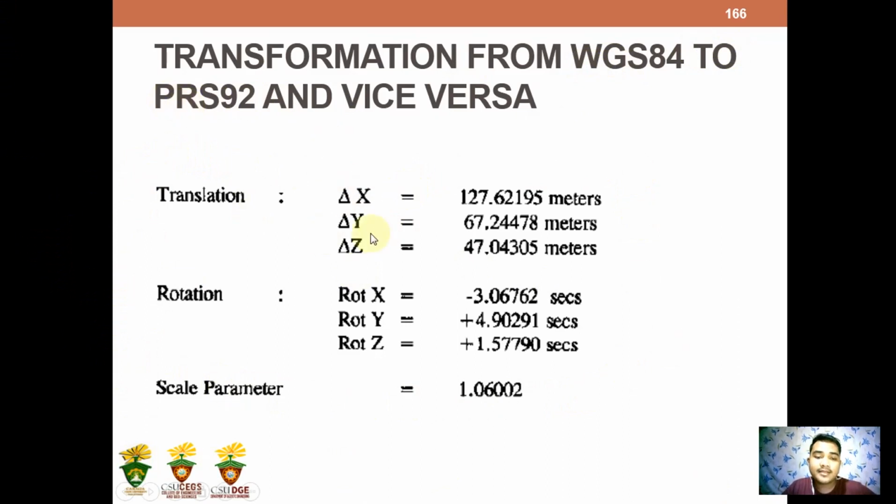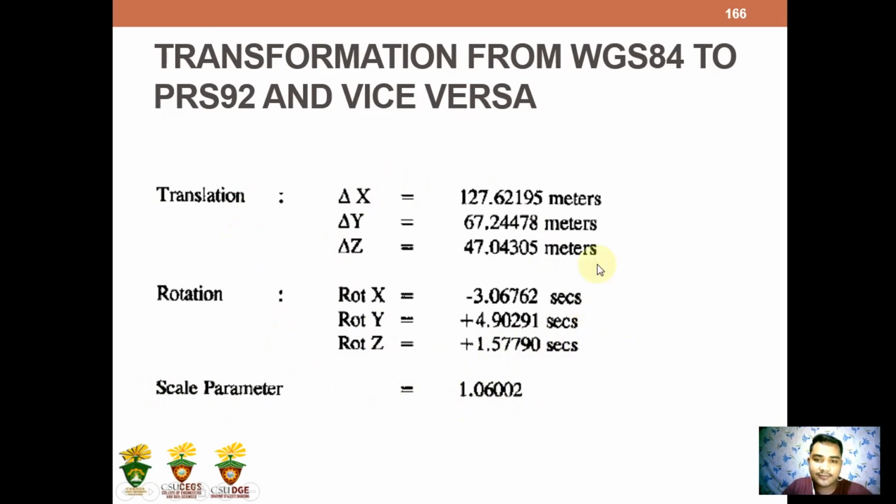So for translation, ni siya 127.62195 meters. Sa Y, 67.24478 meters. Sa Z, 47.04305 meters. For rotation X, negative 3.06762 seconds. Naka-second siya. For Y, positive 4.90291 seconds. And for Z, positive 1.57790 seconds. And we have a scale parameter nga given 1.06002. Again, these are the given digits.